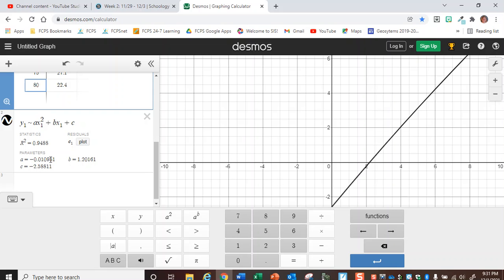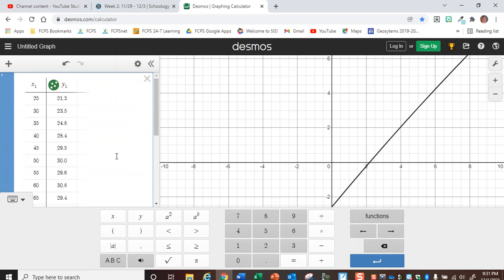So the next one here, the fourth digit was a 9, so I'm going to round that up to 1. And then B was positive 1.20. And again, the third digit, if you look to the right at the fourth, that's more than 5, so that's going to be 202. And then here I've got 2.588. If I look at the fourth digit, it's just a 1, so I'm going to leave it at 588. Okay, there's my A and my B and my C.